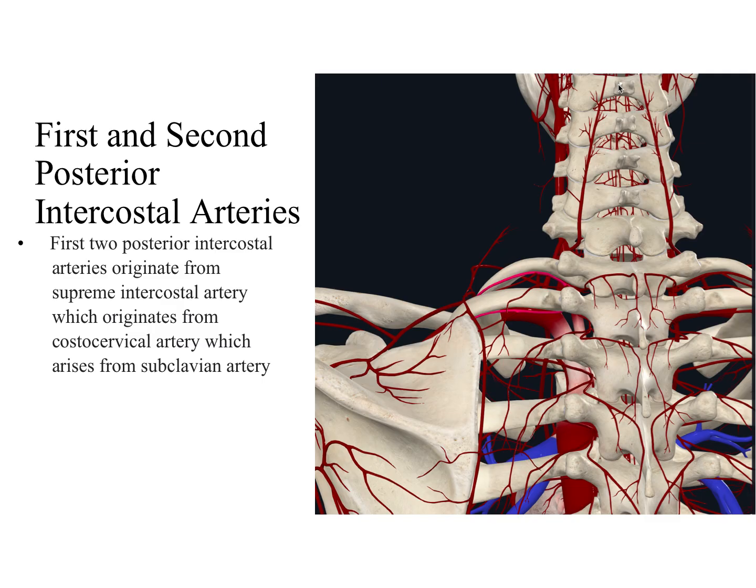The first and second posterior intercostal arteries do not arise from the descending aorta or the thoracic aorta. Instead, they originate from that supreme intercostal artery that originated from the costocervical artery, which came from the subclavian artery. So here we can see the first intercostal artery, and here's the second intercostal artery.